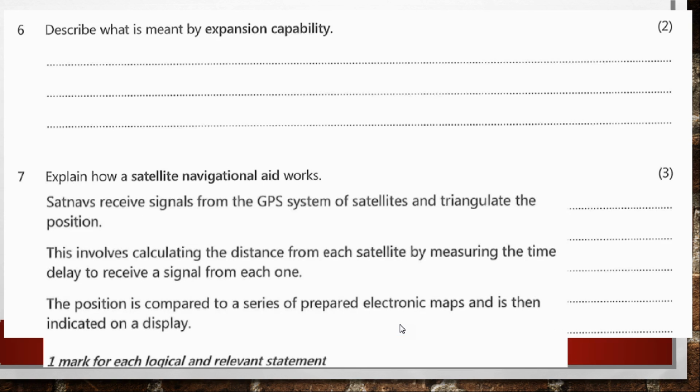Sat-navs receive signals from the GPS system of satellites and triangulate the position. If you can get a little diagram in your revision notes, that'd be good. It calculates the distance from each satellite by measuring the time delay to receive a signal from each one. Then it's compared to a series of prepared electronic maps and indicates where you are. That's how it knows where you are on a map. So the map's already there, and it's just triangulating and comparing it to where you actually are.